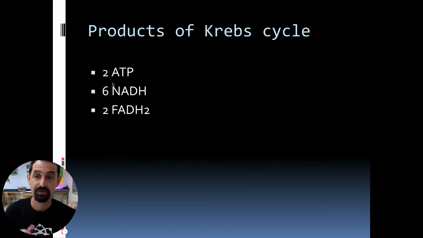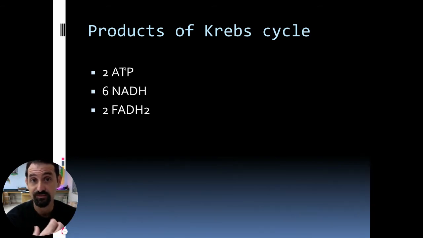Okay, so we made 2 ATP, 6 NADH, and 2 FADH2s. ATP is instant energy. We also made 2 ATP during the glycolysis. That's 4. We want to make 36. So we've got 32 more ATPs yet to make. How are we going to make that?